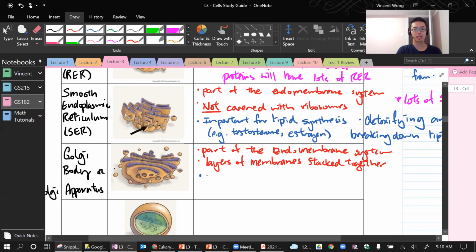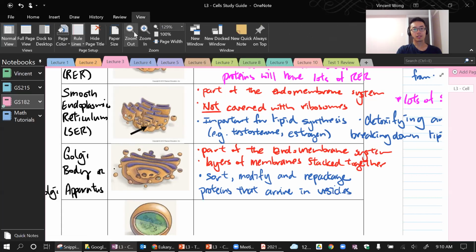What they do is sort, and sometimes modify, and repackage vesicles and proteins that arrive in vesicles.